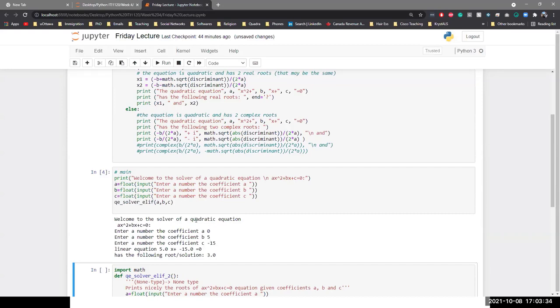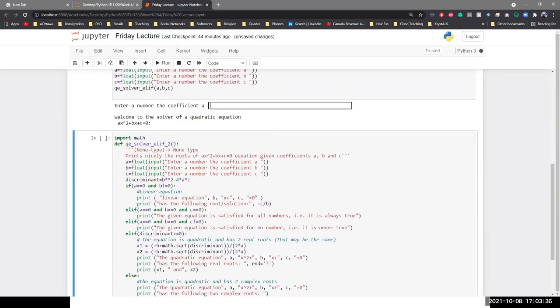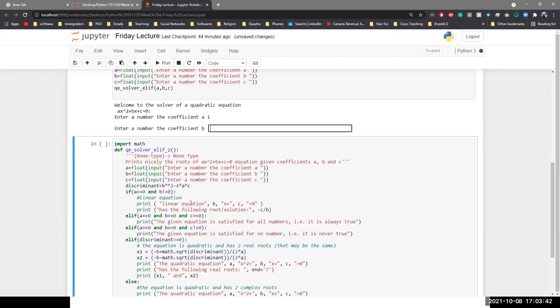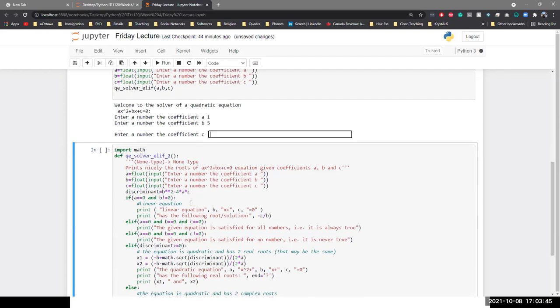All right, now let's do this again and enter the value of A equal to one, value of B equal to five, and the value of C equal to six. Remember, in this case, do we have real roots or imaginary roots? It's real roots. So we have real roots and they will be equal to minus two and minus three.